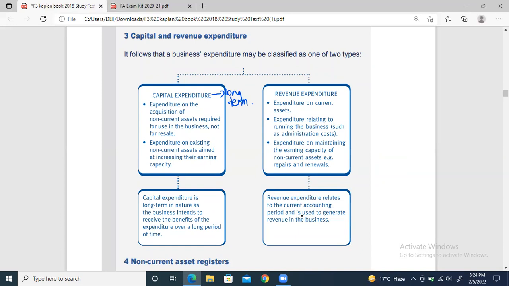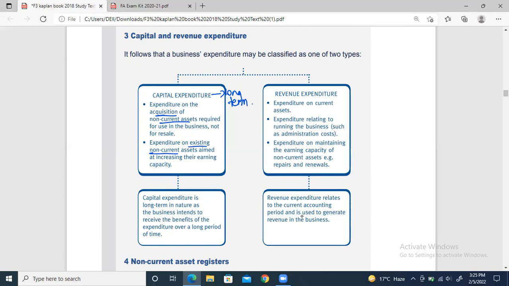So, you know, this is increasing the building's life. It is increasing the operational capacity. Okay. So again, expenditure on acquisition of non-current assets. So it can be purchasing a non-current asset or increasing its life. Both things can be called capital expenditure.